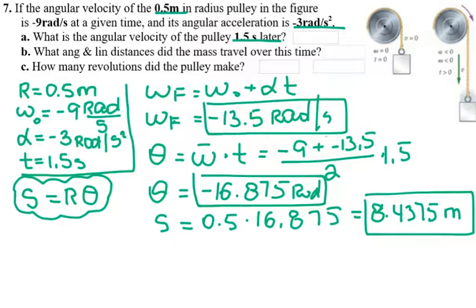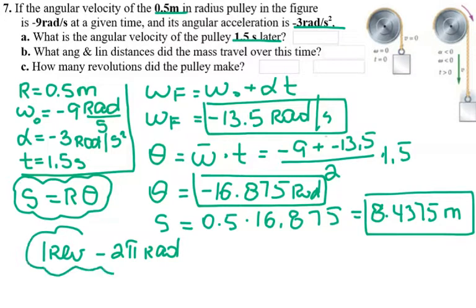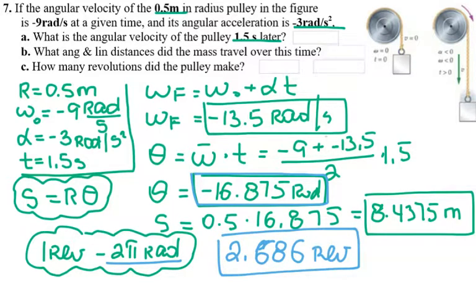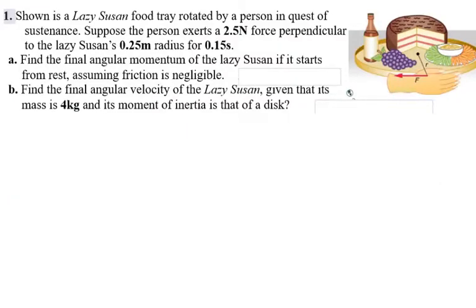And then they ask you to find how many revolutions. So one revolution is 2 pi radians. So if I divide this number of radians by 2 pi radians, which is 1 revolution, I will know how many revolutions happened over this 1.5 seconds, which is 2.686 revolutions.